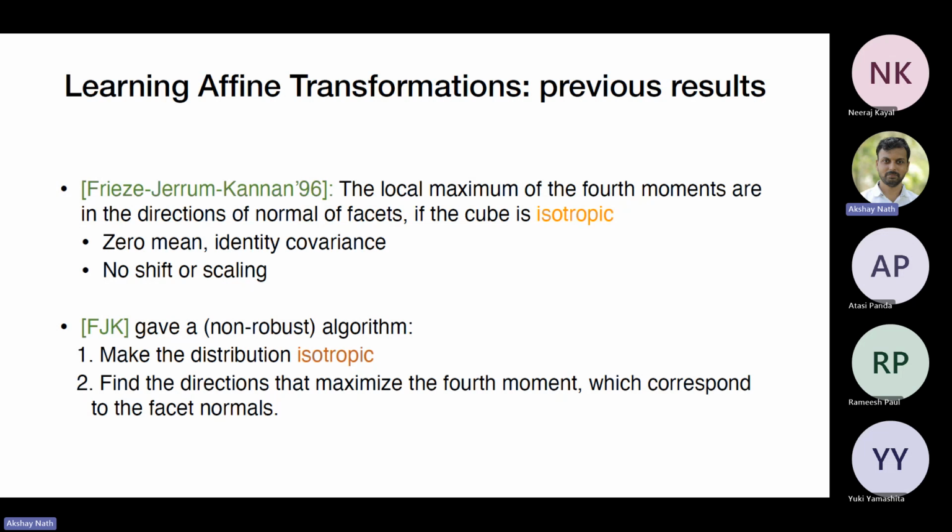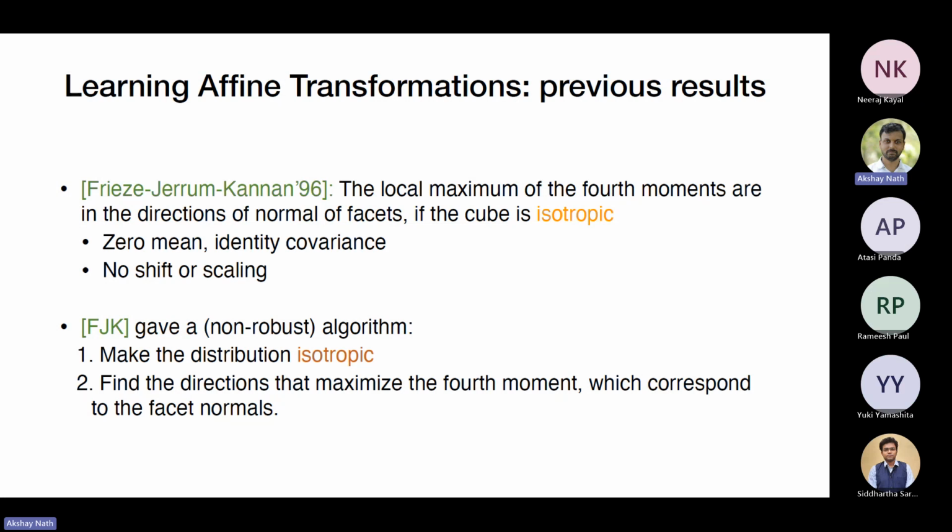Yeah, so this term gives us a non-robust algorithm. We first make the distribution of the sample isotropic, and by this step we can learn the mean and covariance. So we can learn the translation vector and also the scaling factors. And second step, we just find directions that maximize both moments to get all facet normals.